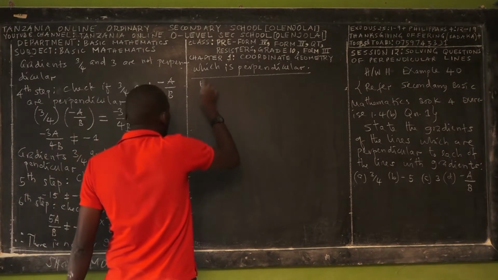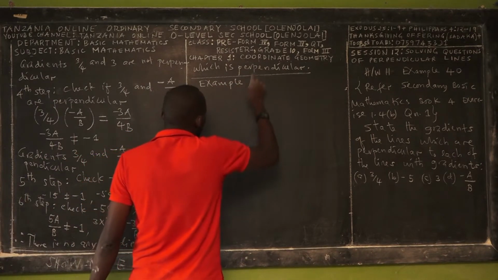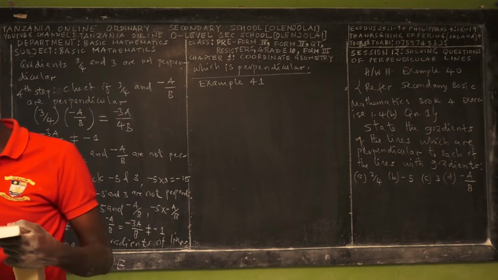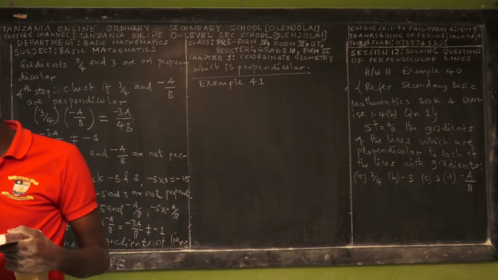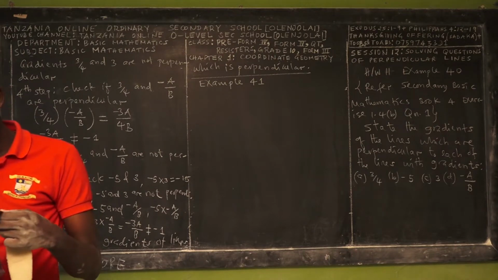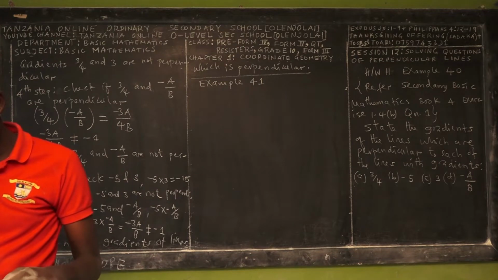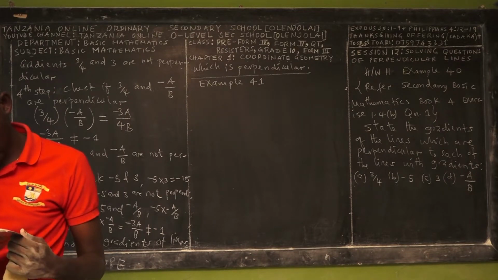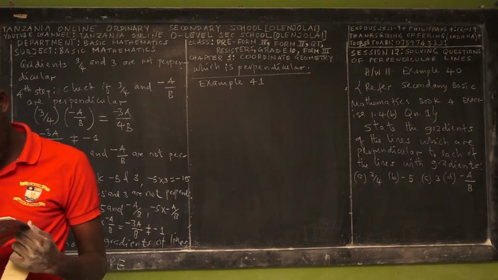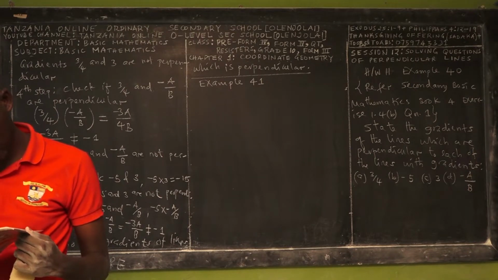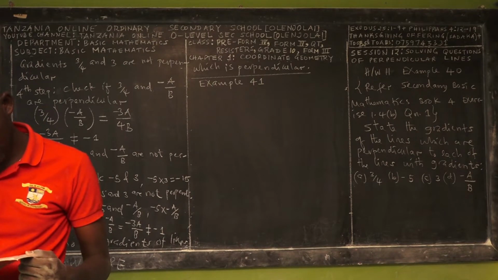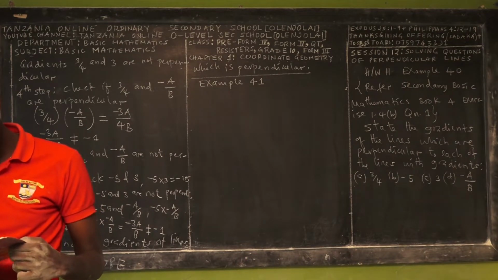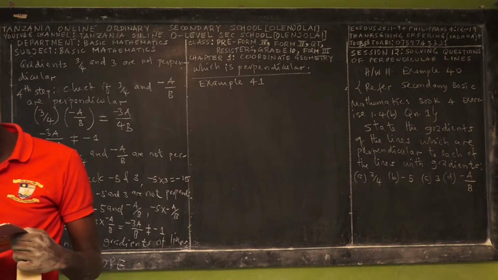Okay, ladies and gentlemen, now let us keep on solving problems of perpendicular lines. And here it is, example 41. We take it from Secondary Basic Mathematics Book 4, Exercise 1.4b. Suppose we solved question 1: find the equation of the line through the point and perpendicular to the line.